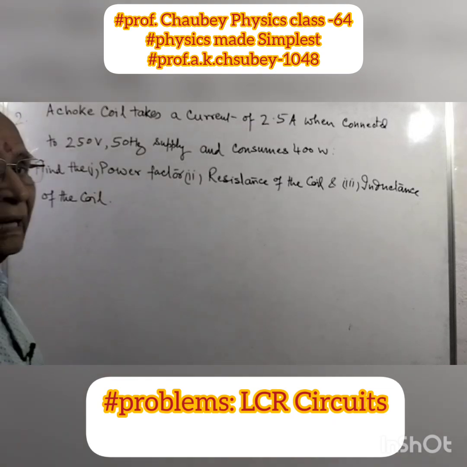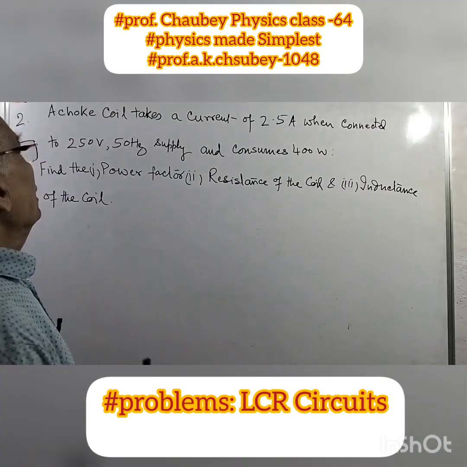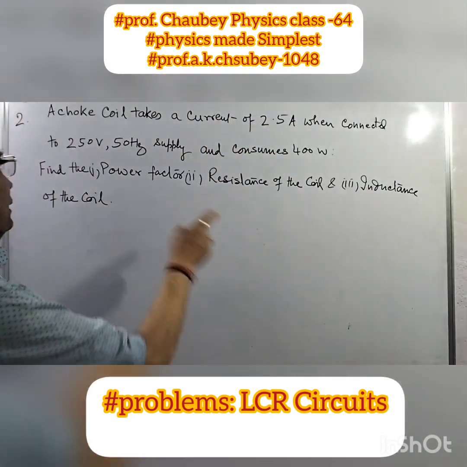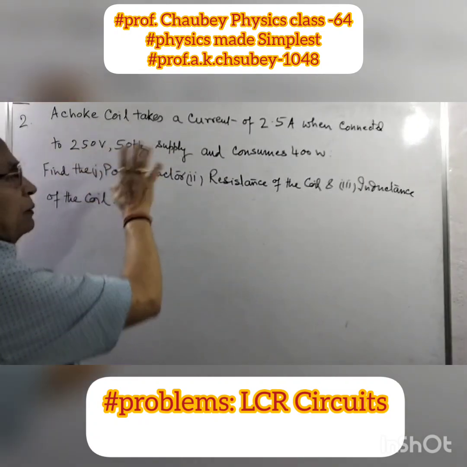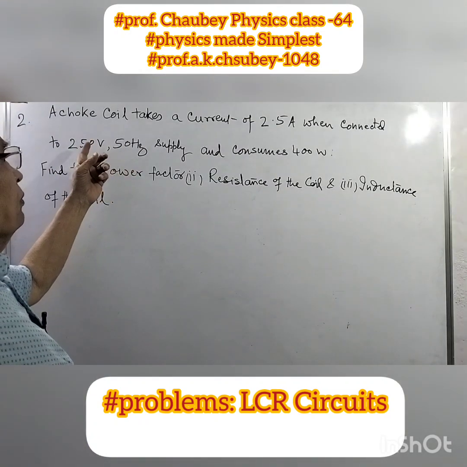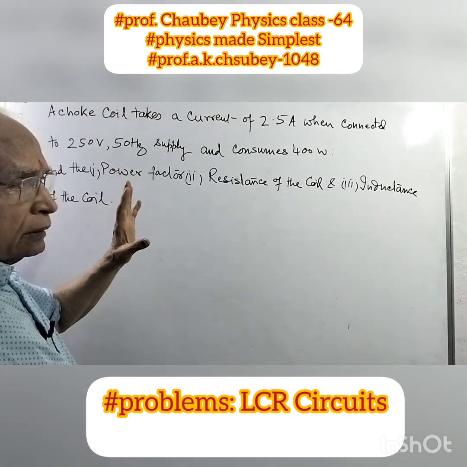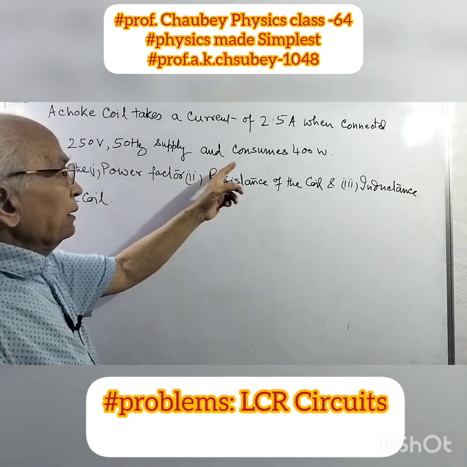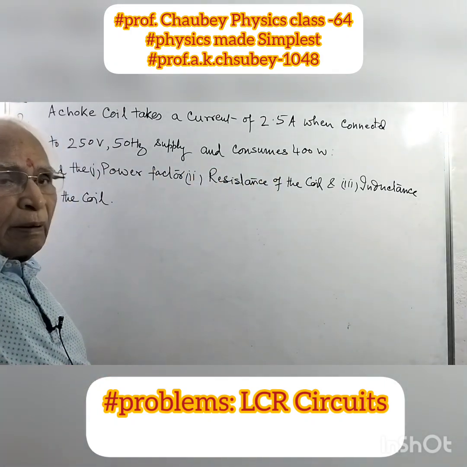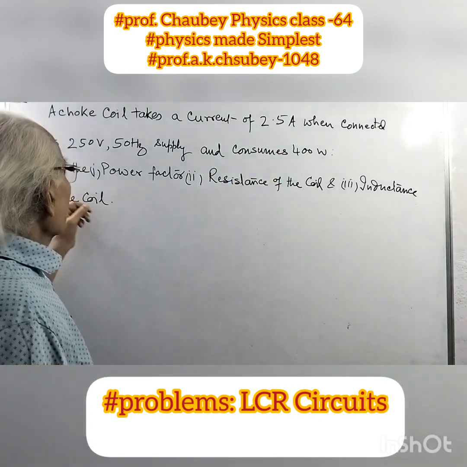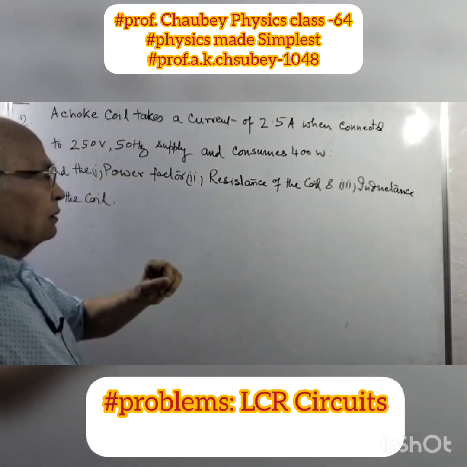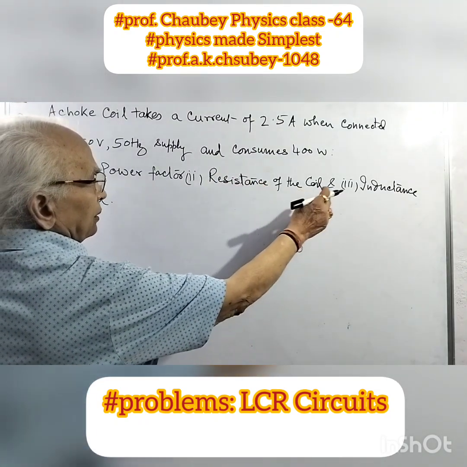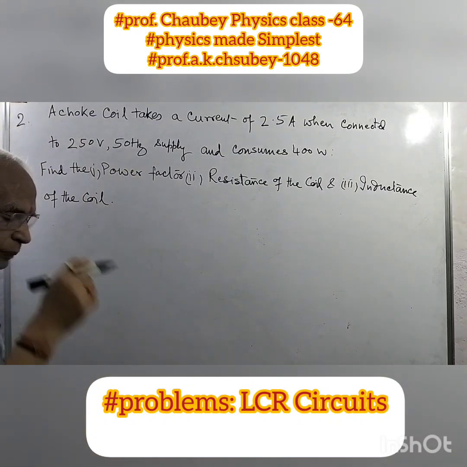So now we do the second problem. Well, the second problem is: a choke coil takes a current of 2.5 ampere when connected to a 250 volt 50 hertz supply. So this is an AC supply, 250 volt is the RMS value, and 50 hertz is the frequency, and it consumes 400 watt power. So power consumed is 400 watt. Now find the power factor, number 2 the resistance of the coil, and number 3 the inductance of the coil. So this is the problem.